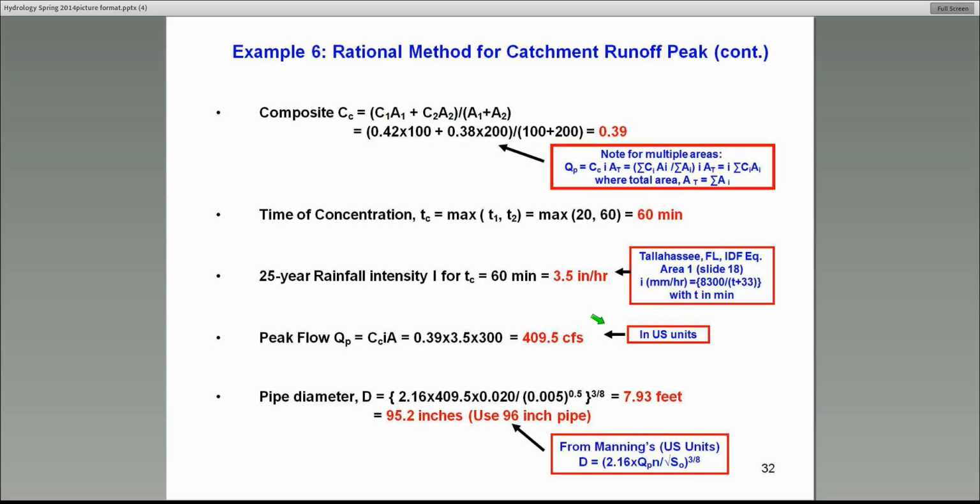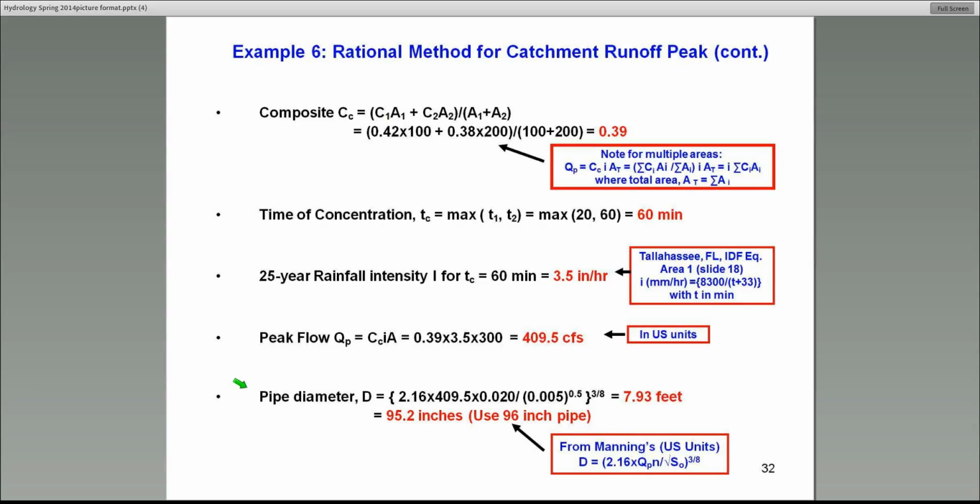Finally, the peak flow itself is 409.5 CFS because that's equal to C, which is 0.39 from here. I is the rainfall intensity, which I just determined from the IDF equation of 3.5 inches per hour, and times the area. Be careful with this area. That has to be a total area of the two areas A and B combined because those two areas are draining to the inlet, 300 acres. So that'll give you 409.5 CFS, and finally is to get the pipe diameter.